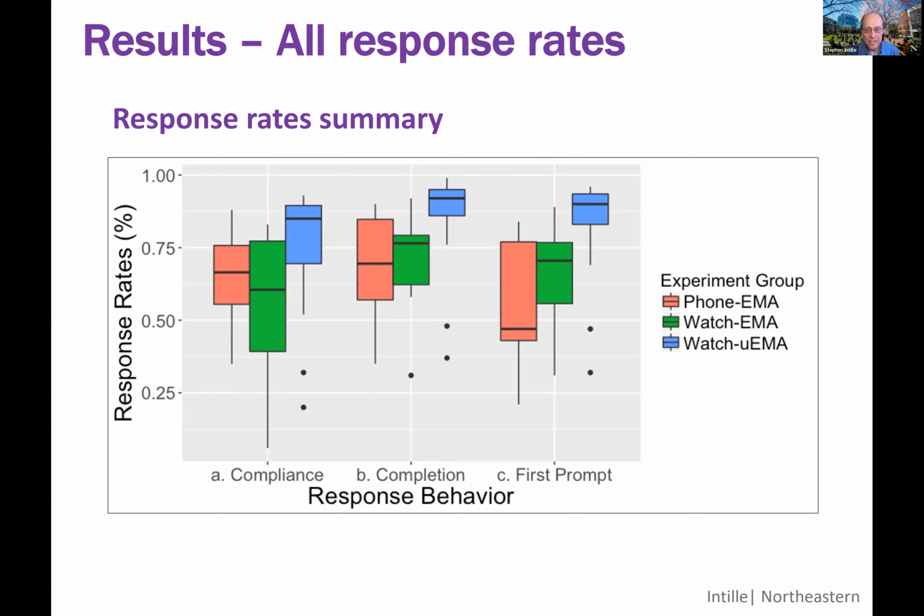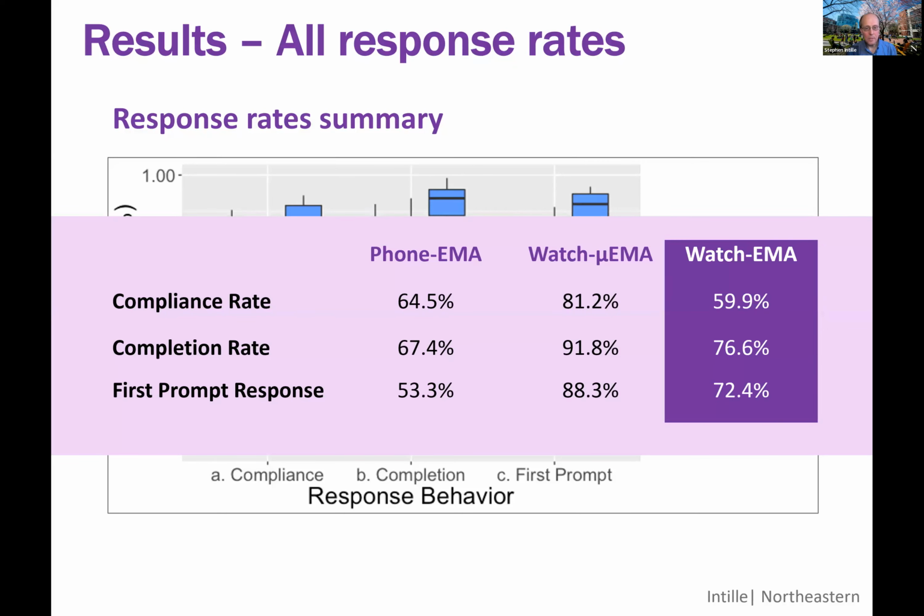But in any case, you can see here from the graph that the watch micro EMA is outperforming the watch EMA and the phone EMA. And here's the summary of that. So watch micro EMA, despite a lot of interruptions, does pretty well in terms of compliance, completion, and also if there's a reprompting, people tend to answer on the first prompt, not the reprompt.